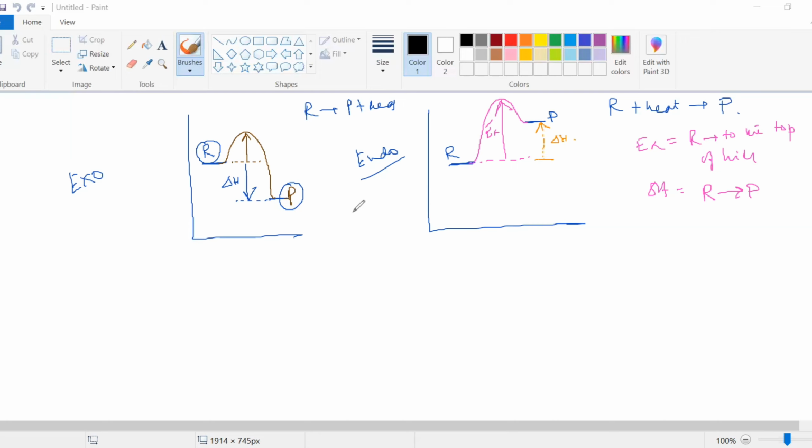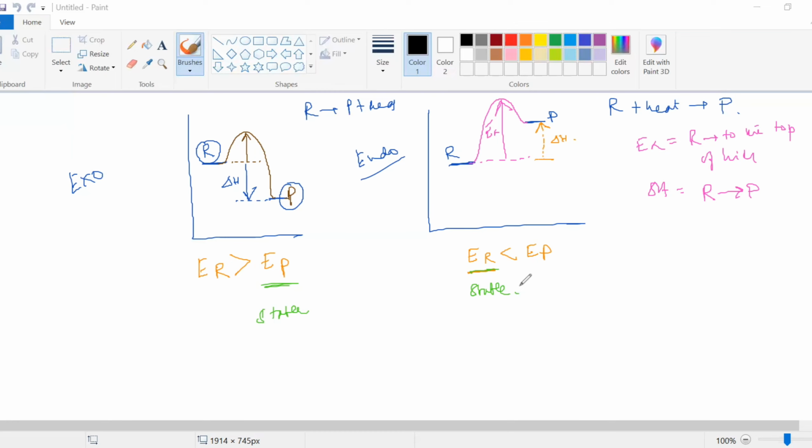So in the endothermic reaction, the energy of the reactant is less than the energy of the product. And whatever energy is less, that substance will be more stable. So in endothermic reactions, the reactant is more stable. In the exothermic reaction, the energy of the reactant is greater than the energy of the product, so the product is more stable. This is a very important portion we learned.